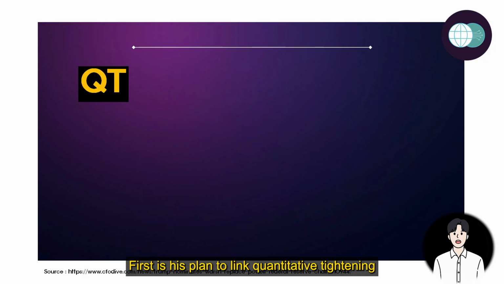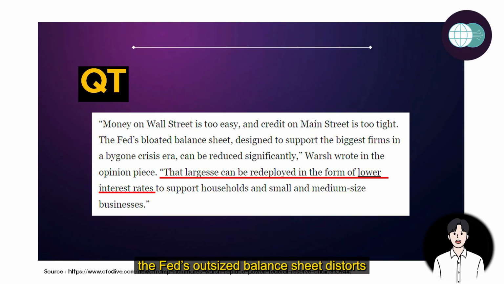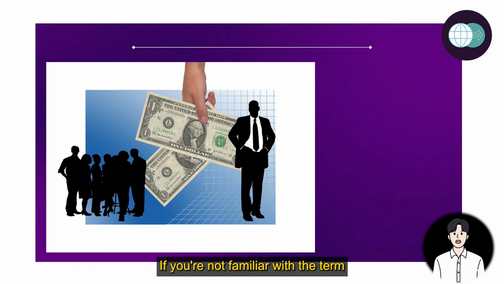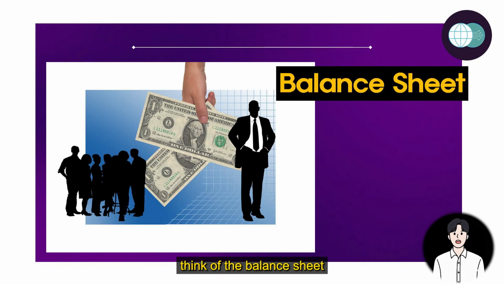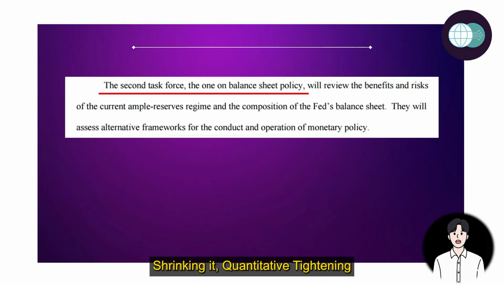First is his plan to link quantitative tightening, or balance sheet reduction, directly to interest rate policy. Warsh has stated that the Fed's outsized balance sheet distorts market independence, and he intends to unwind it. If you're not familiar with the term, think of the balance sheet as the Fed's financial ledger. It tracks the bonds purchased to inject liquidity into the banking system during crises. A large balance sheet means easy money is circulating. Shrinking it, quantitative tightening, means pulling that liquidity back out.